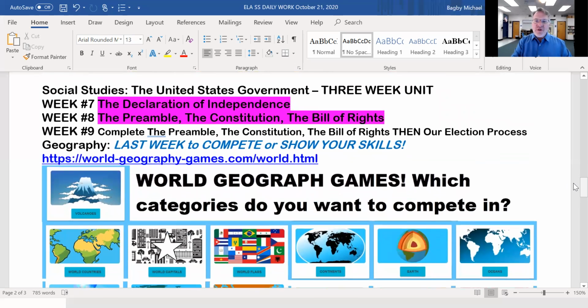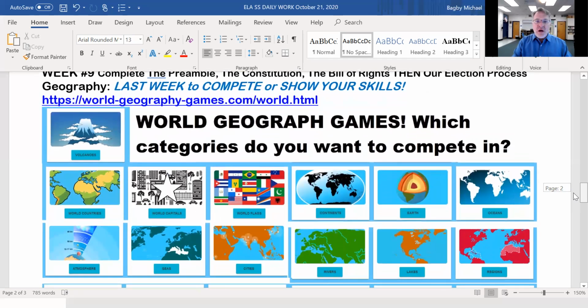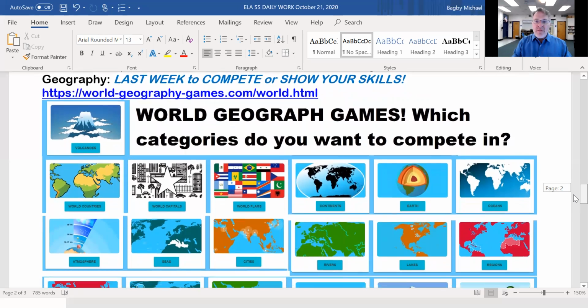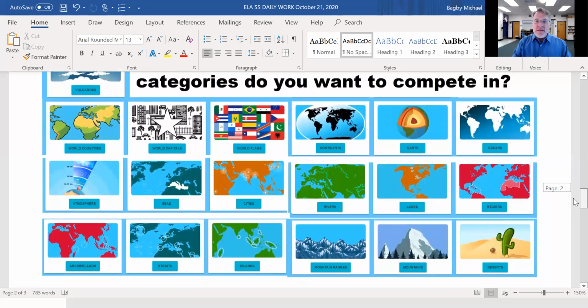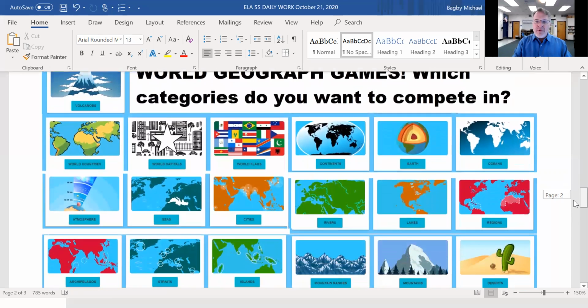Last week to compete or show your skills, and again, that will be tomorrow. We'll be both reading out loud the Bill of Rights, and you will be able to show off your geography skills. Starting in second quarter, we'll be focusing on different themes of geography other than map skills, but this will still be available for you. It's always available for you to use, so I'll keep that link up there so you can keep practicing.